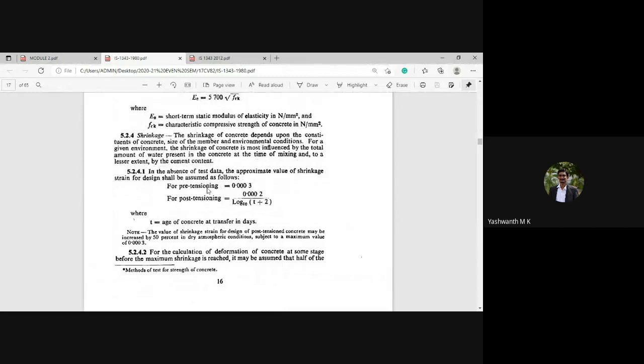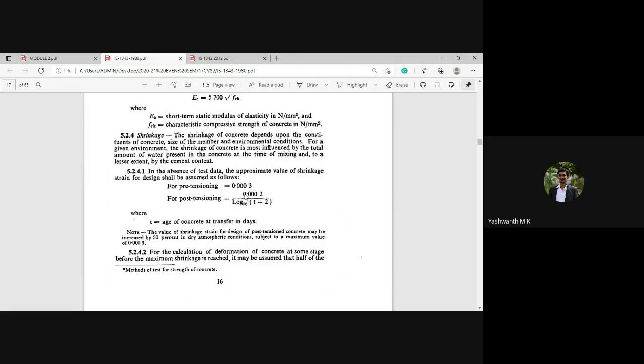Now coming to the loss of pre-stress due to shrinkage of concrete. As specified, the loss of pre-stress due to shrinkage of concrete will be given by epsilon cs into Es. In the 2012 code, we are not using these formulas. Even today we follow certain formulas, but they are not specified in the 2012 code. So they have been given the experimental data.